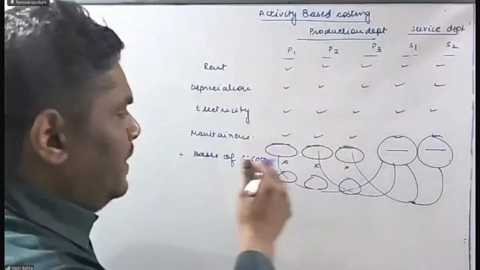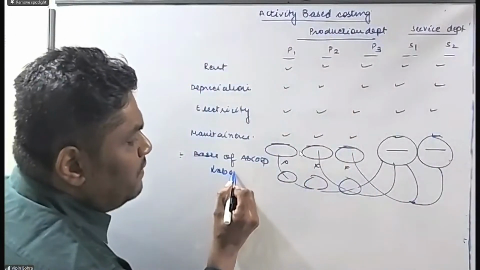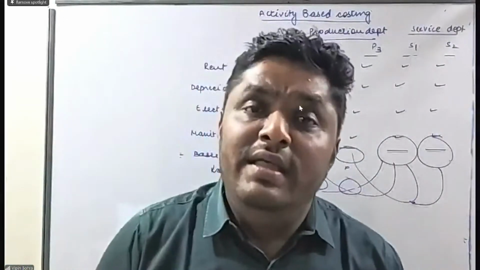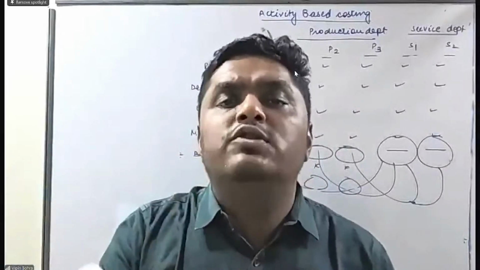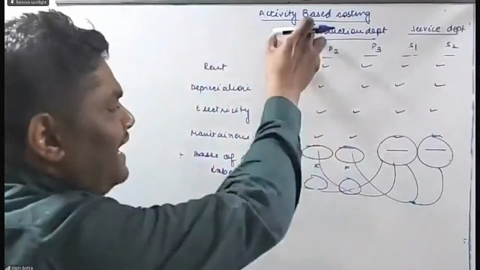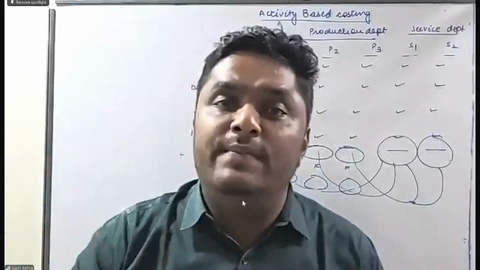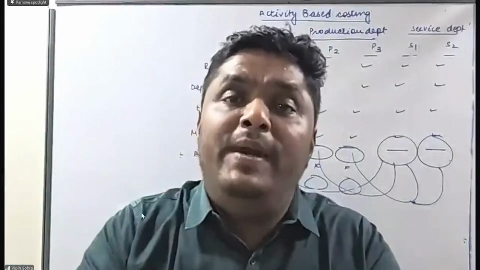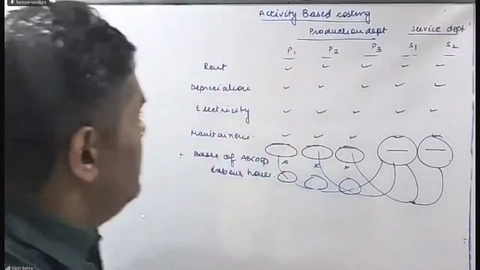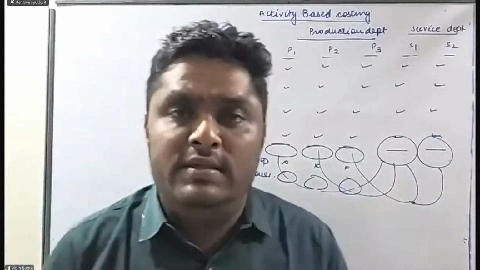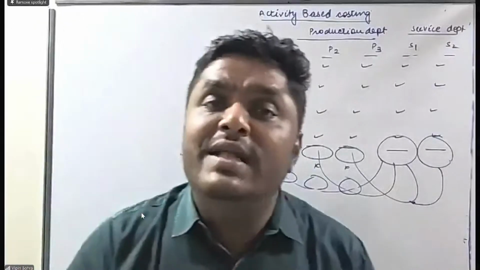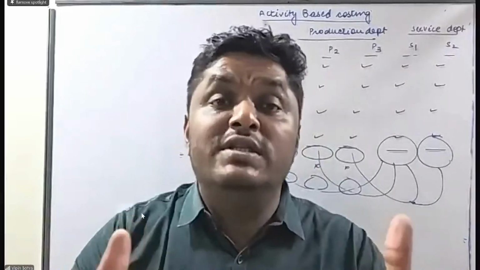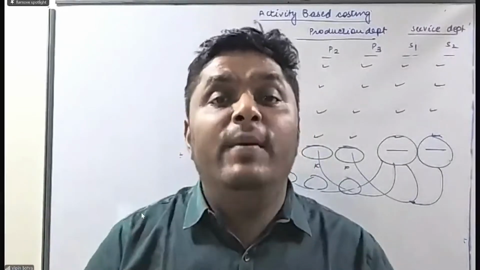Let's say I am absorbing the overheads on the basis of labor hours. Activity-based costing says, how can you absorb all the overheads on the basis of labor hours? How can you absorb all the overheads on just one basis? See, rent has nothing to do with labor hours. Again, depreciation has nothing to do with labor hours. Further, electricity also has nothing to do with labor hours. Still, you are absorbing the overheads on the basis of labor hours. So this approach is incorrect. I have a better approach.